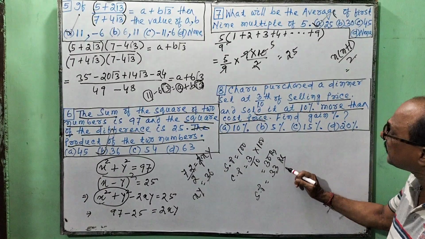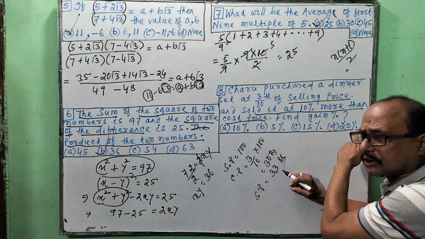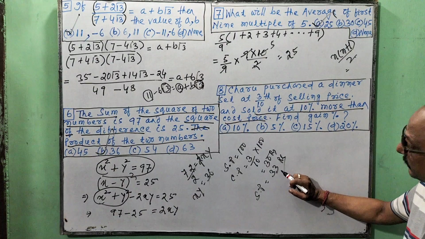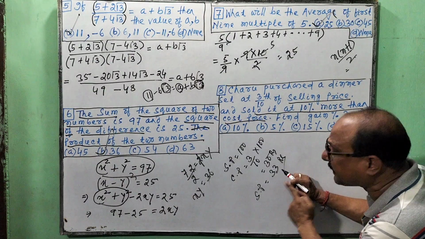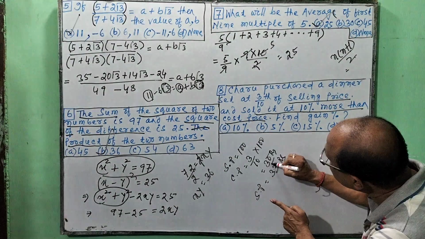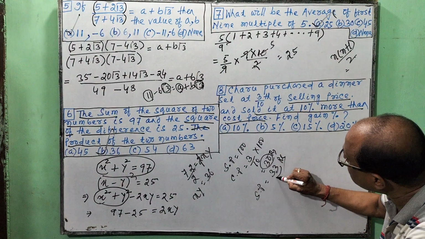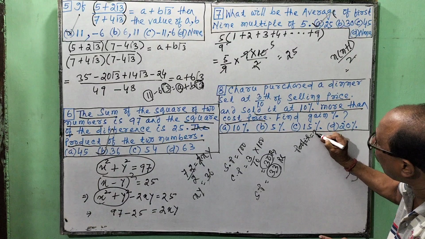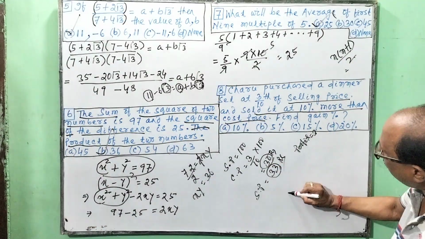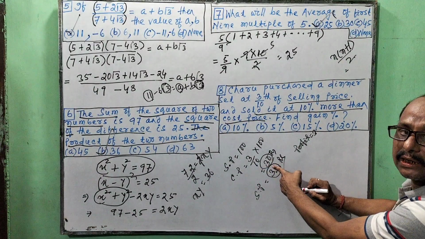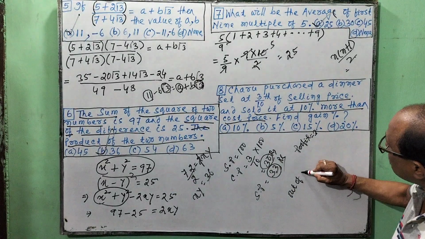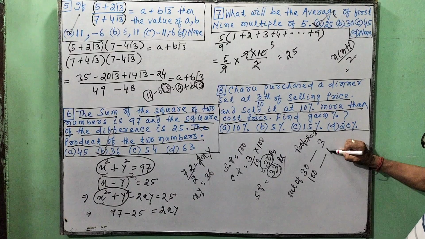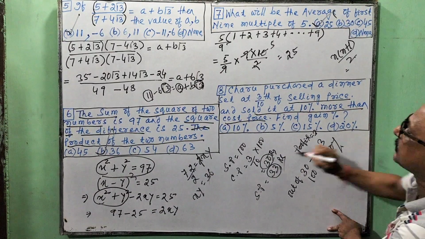But the question is asked differently. Generally, the profit is calculated on CP, but here the profit is calculated on CP at the end of the question. So CP is 30, SP is 33, profit is 3. Out of 30, profit is 3. So out of 100, profit is 10%. So this is the answer.